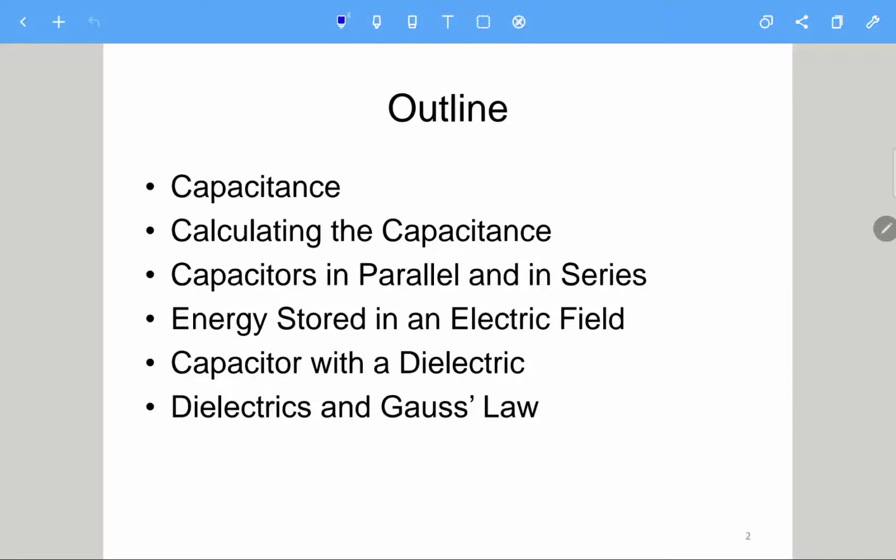So here is the outline of this chapter. We'll introduce the capacitance, and then we'll try to calculate capacitance with different structures, and also introduce the parallel and the series of the capacitance. And then energy stored in the electric field.